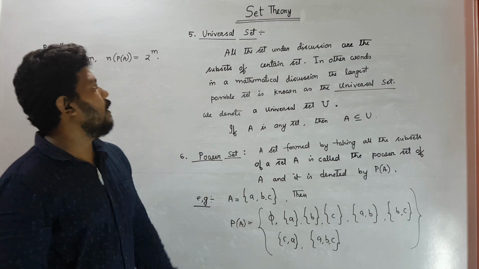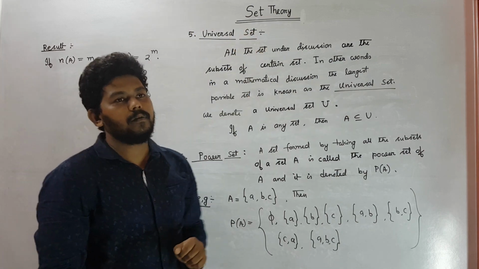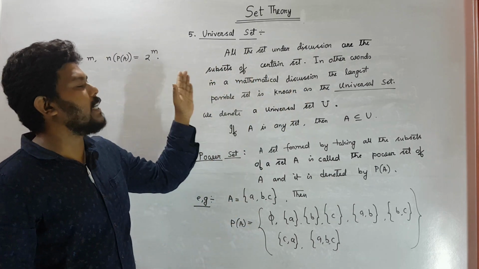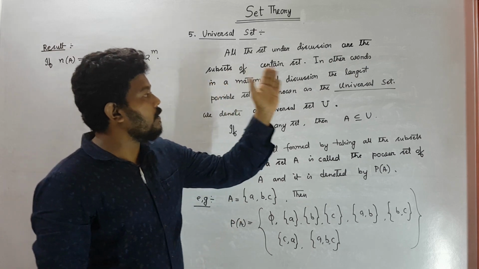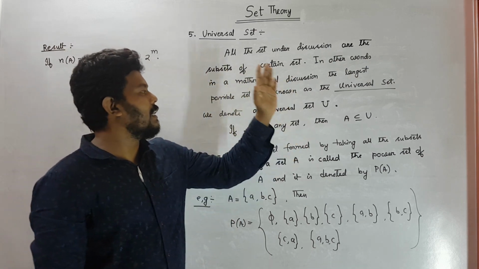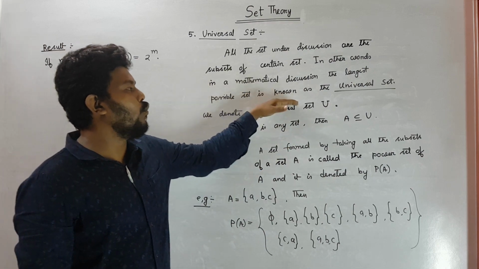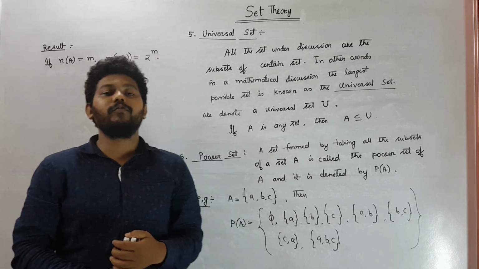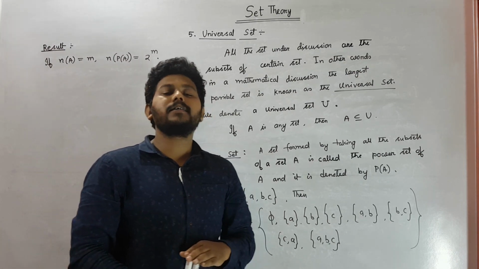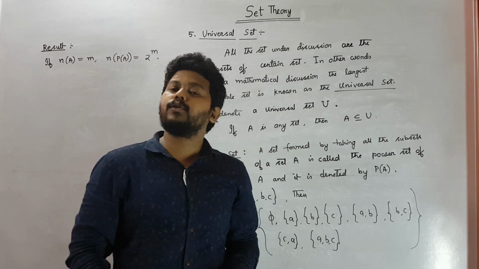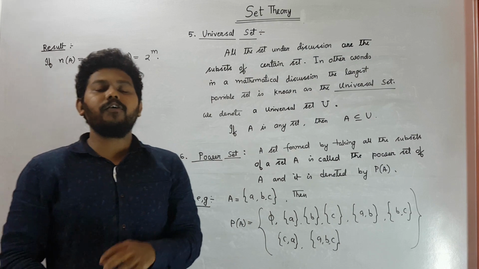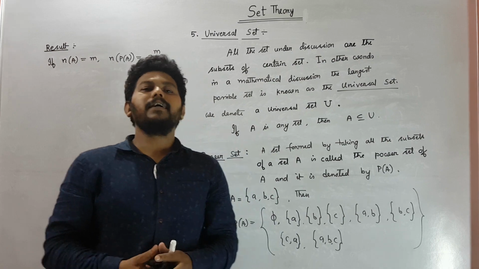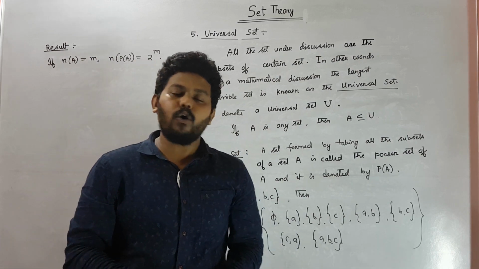Next definition is universal set. All the sets under discussion are the subsets of a certain set. In other words, in a mathematical discussion, the largest possible set is known as the universal set. Suppose we are talking about the students of your classroom, then they are subsets of the students of the entire school. Similarly, if we are talking about real numbers, then this is the universal set for other numbers like integers, natural numbers or whole numbers.